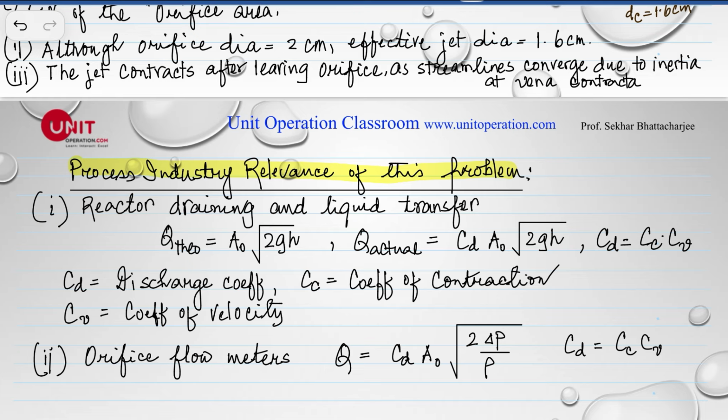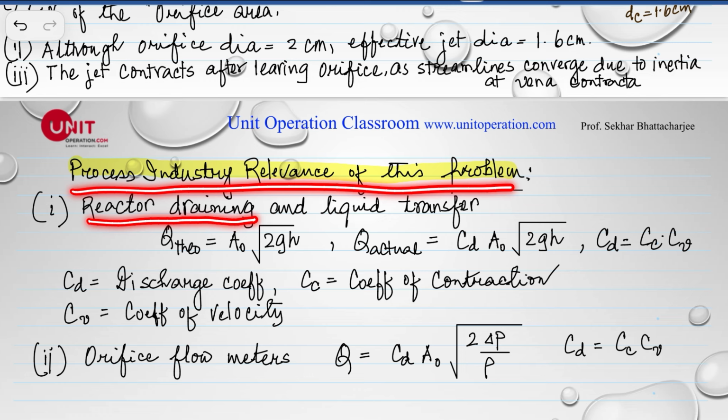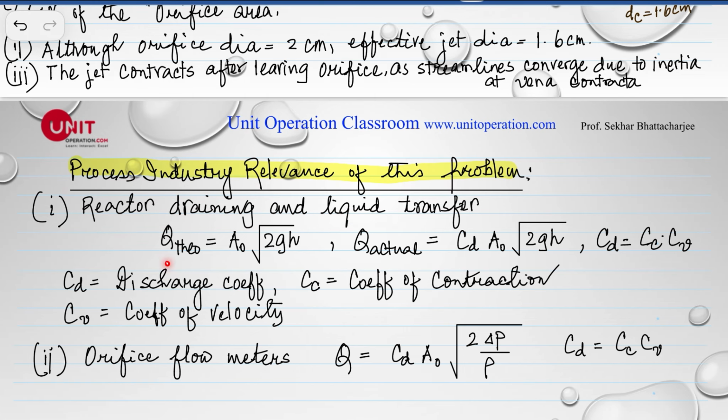What is the process industry relevance of this problem? Let's say a reactor draining, a liquid phase reaction, and there's a liquid transfer. So we know that through the orifice, this is the theoretical Q which we get from Bernoulli's equation, but the Q actually has to be multiplied by the discharge coefficient, which is the product of the coefficient of contraction multiplied by the coefficient of velocity. This is a little difficult to determine, even if we assume this is equal to 1. So this CD you can take as equal to coefficient of contraction, right? So that's around 0.64 for an orifice.